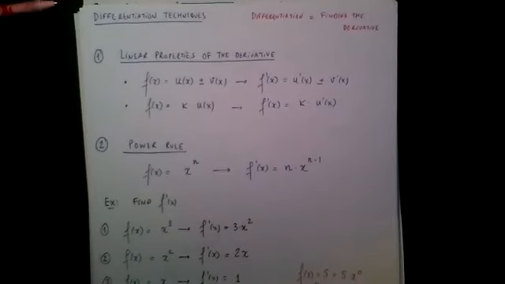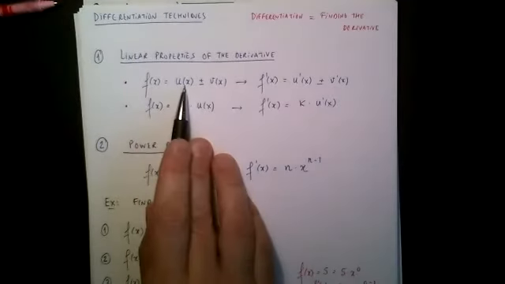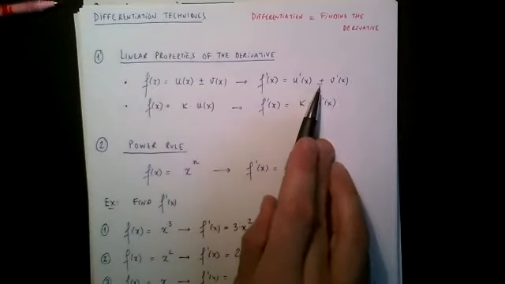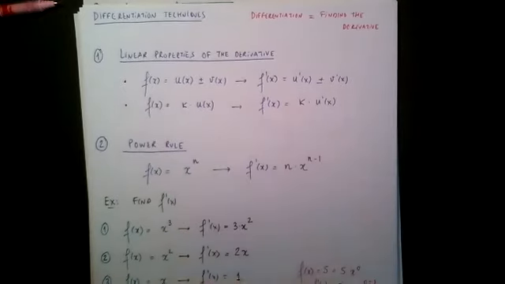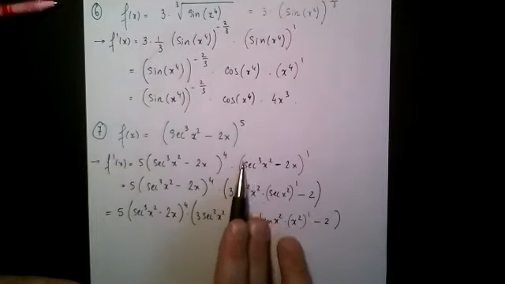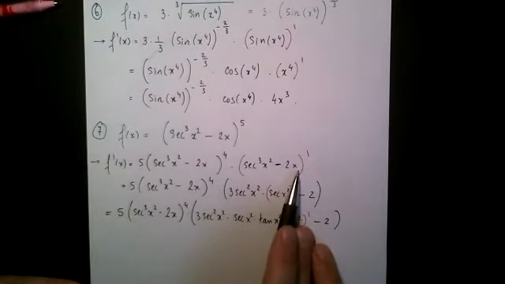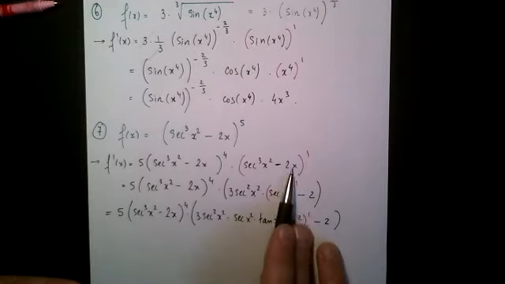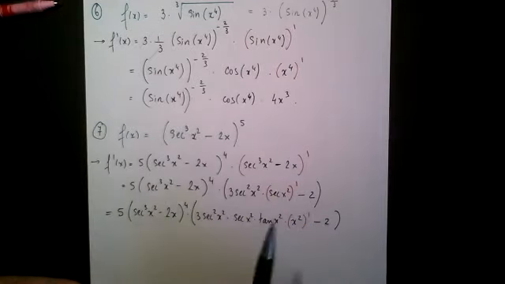I found them. Okay, so if you see, if f of x is u of x plus or minus v of x, then f prime is u prime plus or minus v prime. That's what I have here. Okay, u of x minus v of x. So derived, you'll get u prime minus v prime. And v prime here is 2. You get it?